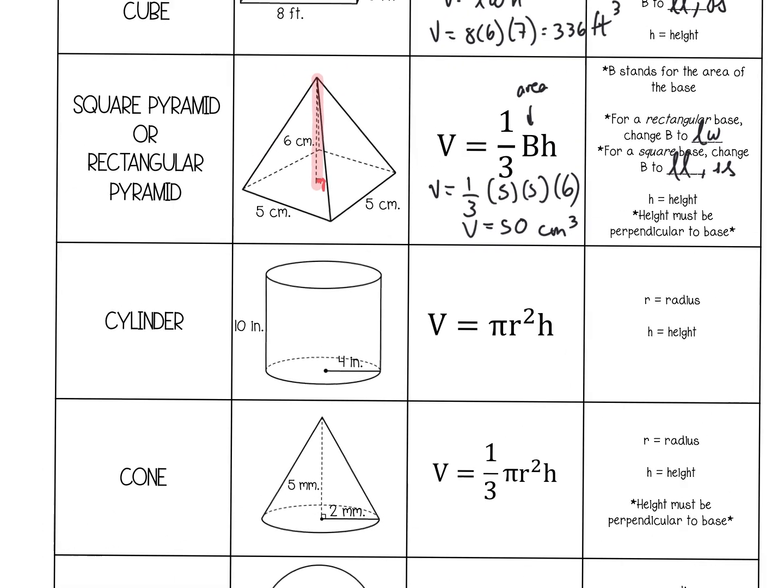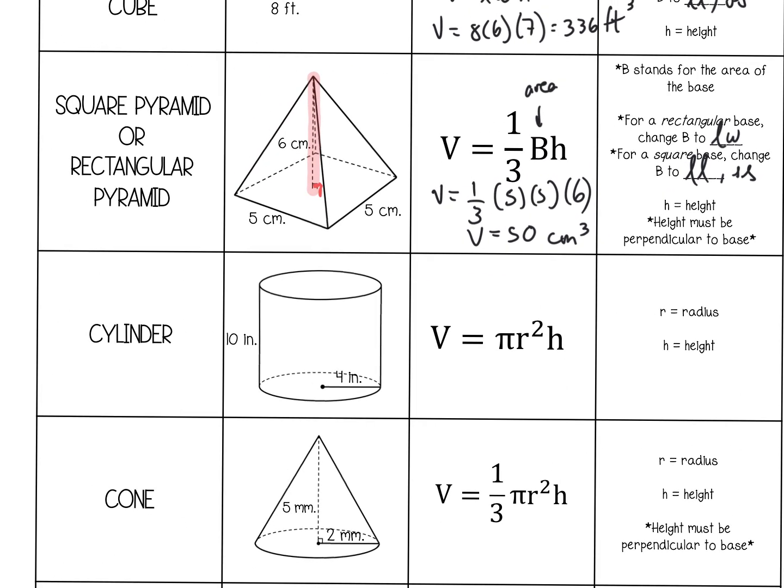Okay, now we have the cylinder. The cylinder formula for volume is pi r squared times the height. In this case, nothing stands for anything other than what it says. So volume is pi, radius is 4 in this case, the height is 10. So we're going to get 502.7 inches cubed. For volume, everything is always cubed.